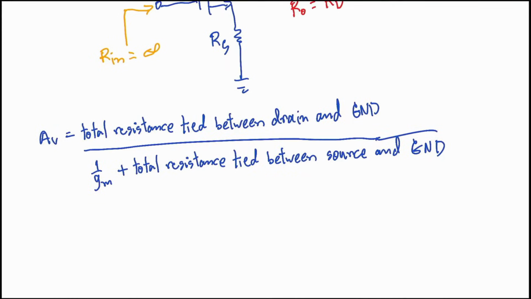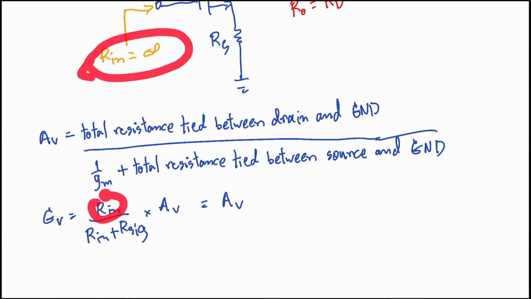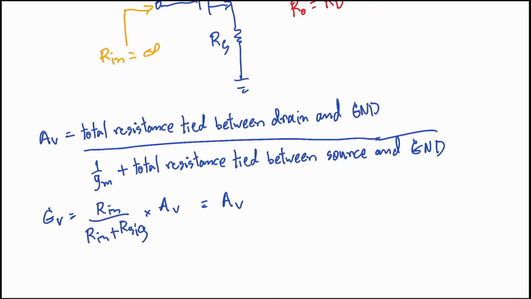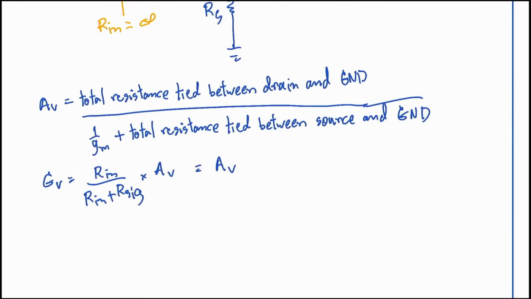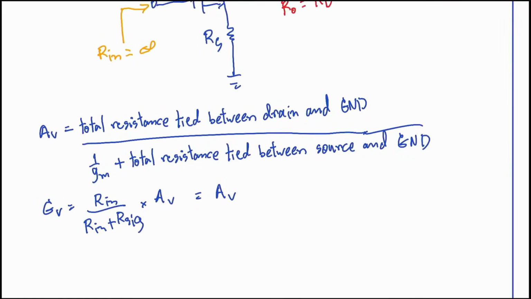The gain is equal to R input divided by R input plus R signal multiplied by the gain, which is equal to the actual gain. Because R input is equal to infinity, infinity divided by infinity equals 1. This is still the first topology, it's all common source. That is, from this common source, we connect RS.